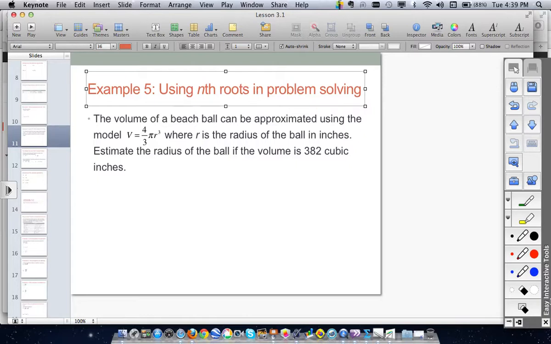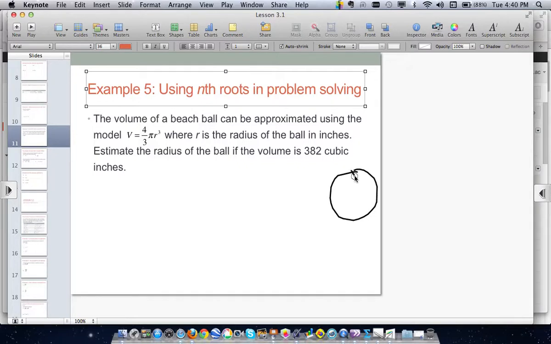That would never happen. Alright, so the volume of a beach ball can be approximated using the model V equals 4/3 times pi times radius cubed, where r is the radius of the ball in inches. Estimate the radius of the ball if the volume is 382 cubic inches. Of course, we know a ball. Alright.